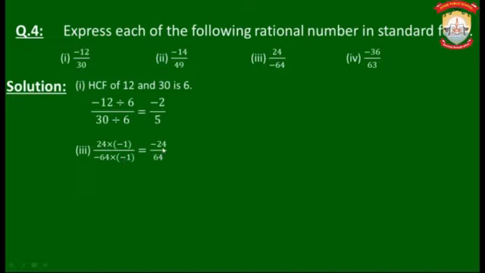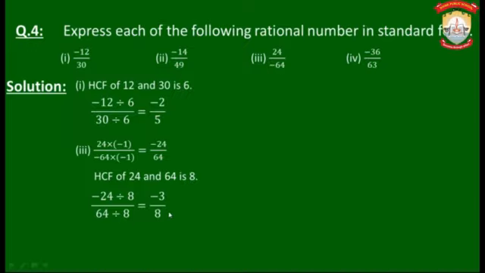Thus, our numerator becomes negative and denominator becomes positive. Now, we will repeat the process of the first part. We will find the HCF of both numerator and denominator, which is 8. Now, we will divide numerator and denominator by 8. We will get minus 3 upon 8.